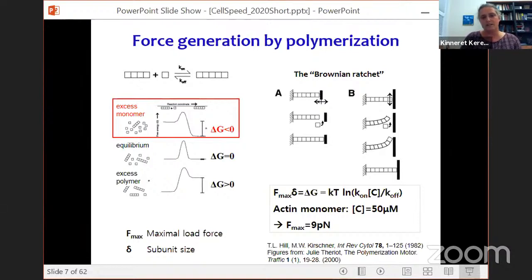And you can get a sense of the force that can be generated by this Brownian ratchet, if you compare the work needed to add a subunit, which is the force times the size of a subunit, to this free energy gain from polymerization. If you put in reasonable concentrations for actin monomers, you can see that this force is in the piconewton range. So this is how polymerization translates into force.